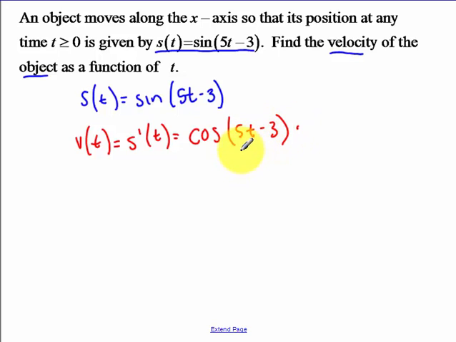This is a very, very common mistake that I see, and that's why I put this example in here: students a lot of times forget to take the derivative of the 5t minus 3. So that derivative then would be 5. So simplifying that out, we would get this.